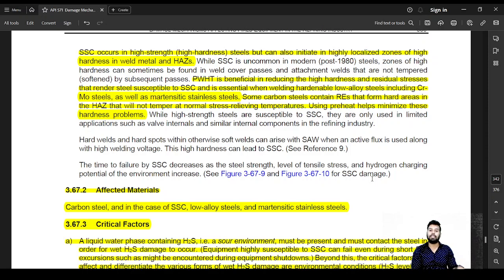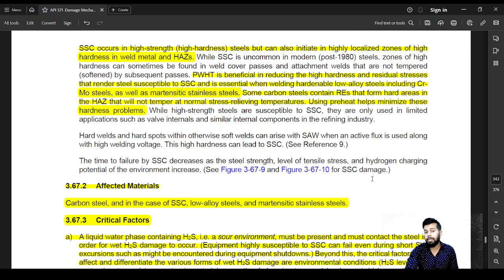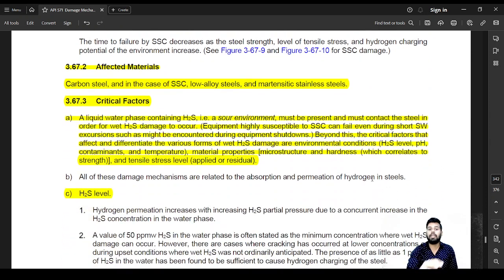as martensitic stainless steel. Some carbon steels contain REs that form hard areas in the heat affected zone that will not temper at normal stress relieving temperatures, so use a preheat to minimize this hardness problem. Affected materials: carbon steel in case of stress corrosion cracking, low alloy steels and martensitic stainless steel.